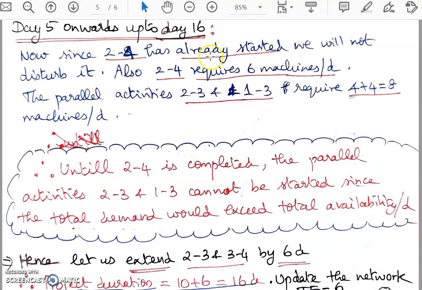Now since 2.4 has already started, we will not be able to disturb it. So therefore, 2.4 requires 6 machines per day, and the parallel activities 2.3 and 1.3 require 4 plus 4, 8 machines per day. So until 2.4 is completed, the parallel activities 2.3 and 1.3 cannot be started, since the total demand would exceed the total availability of 8 machines per day.